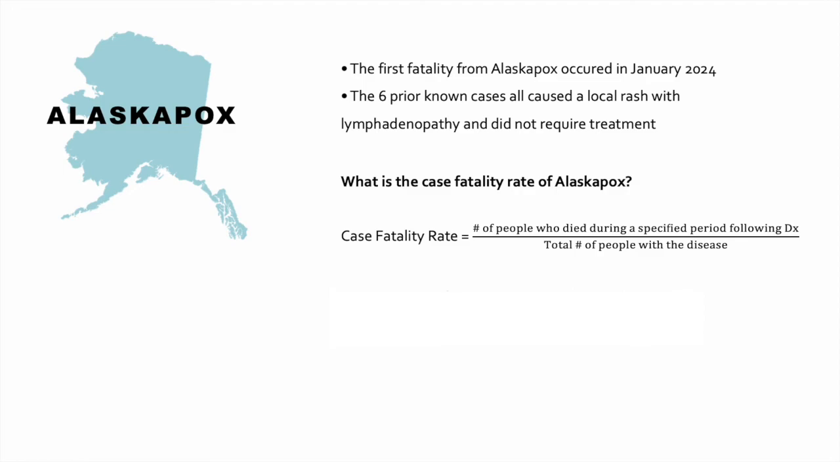Remember, case fatality rate is the proportion of people who die from a specified disease among all individuals diagnosed with the disease over a certain period of time. This calculation differs from that used for mortality rate because while the number of deaths serves as the numerator for both, mortality rate has the whole population at risk in the denominator. But case fatality rate uses the people with that disease in the denominator. The Alaskapox case fatality rate currently would be that one person who died of Alaskapox divided by the 7 people who have gotten Alaskapox to get 14.3%.